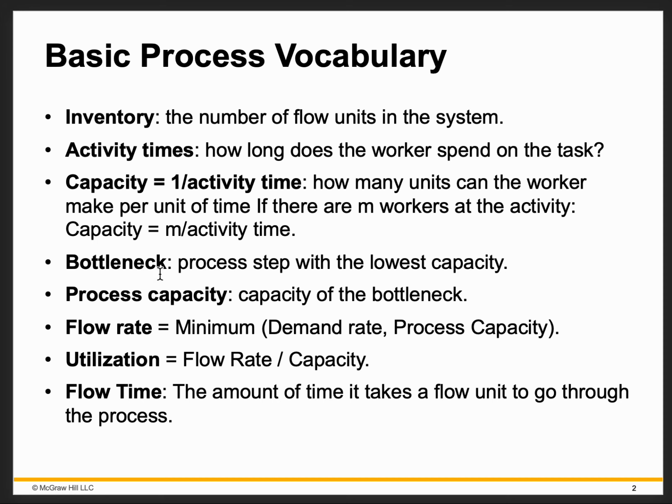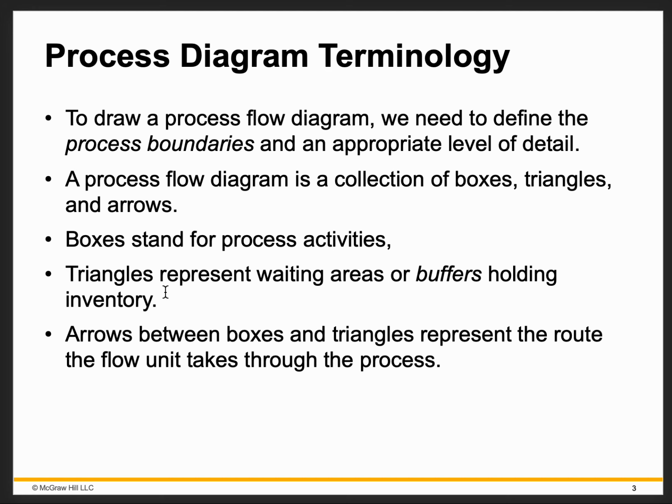Then you need something called the bottleneck. We'll talk about the bottleneck a little bit more later on, but it's just the step in the process which has the lowest capacity. We know what flow rate is. We'll talk about utilization, which is flow rate divided by capacity. And of course, we know what flow time is. Some of these things we know, some we don't. We will define most of them as we go through this process.